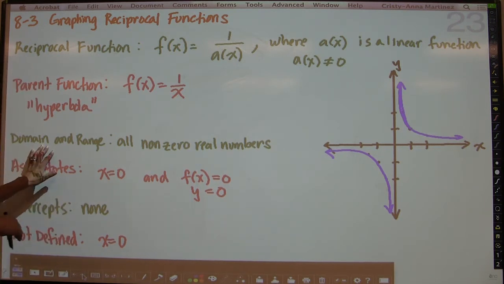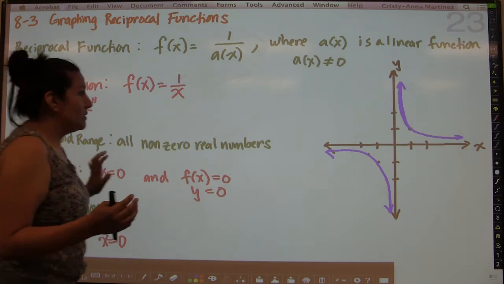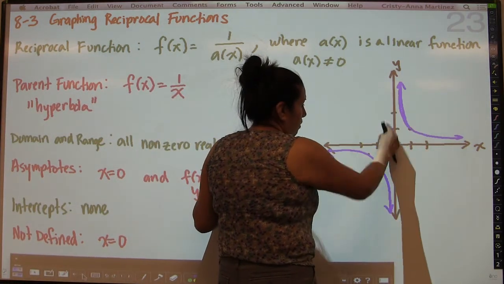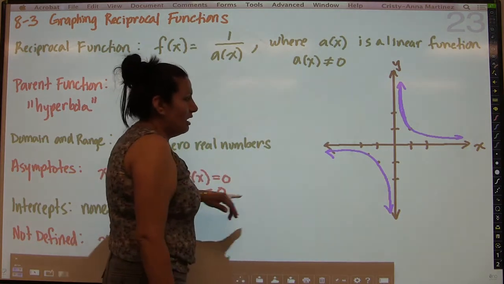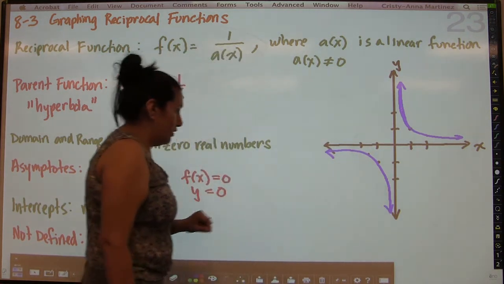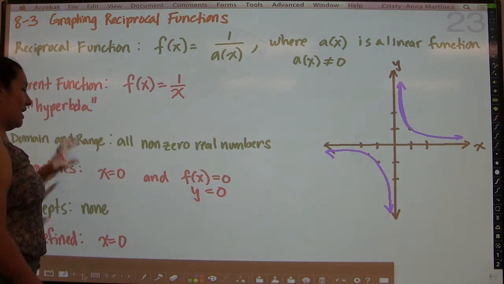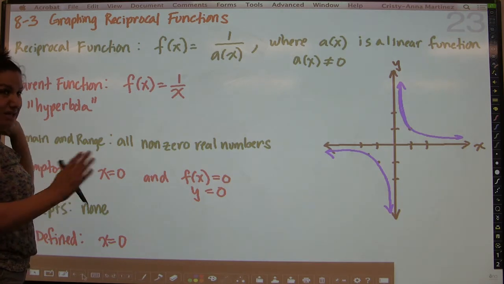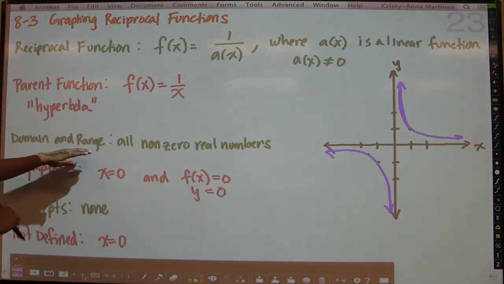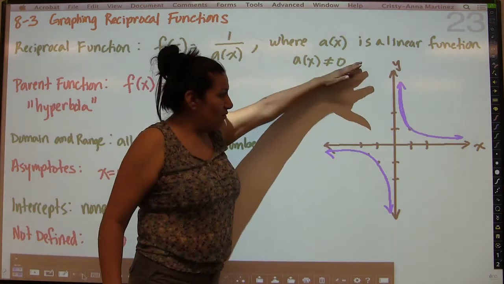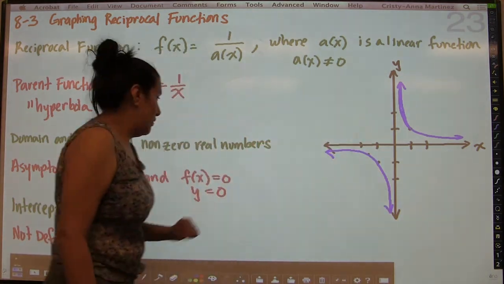In other words, when it comes to domain, which is the x values, the x value can never equal 0, so you'll notice here that the graph never actually hits the y-axis. And likewise, on the left and right, the graph never crosses the x-axis either. So basically, the x values can be any negative or positive number, it just can't be 0. And the same thing for the range. It can be any negative y value or any positive y value, but the y value is never 0.